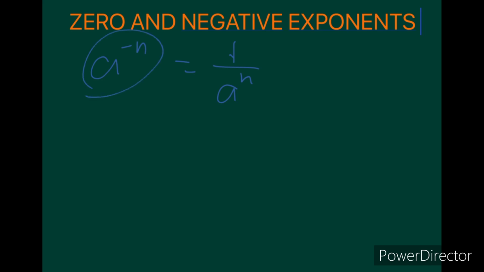Get the reciprocal of this. So the reciprocal of this is 1 over a raised to n. And change the sign of your exponent since it's negative. When you get the reciprocal, make it positive. So that is what we call the negative exponent.